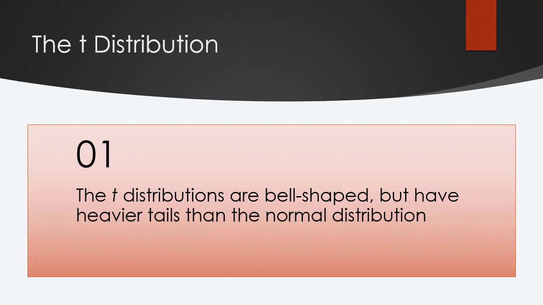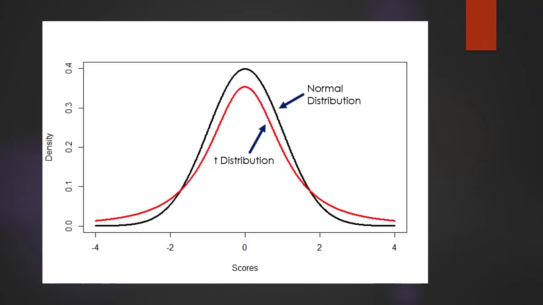T-distributions are bell-shaped, just like normal distributions, but they have heavier tails than the normal distribution. Here's a picture of a normal distribution, and here's a picture of a t-distribution. Notice that there are fewer units in the middle of the t-distribution than in the normal distribution because more of those units appear on the outside tails. That is, we have heavier tails in the t-distribution than in the normal distribution.